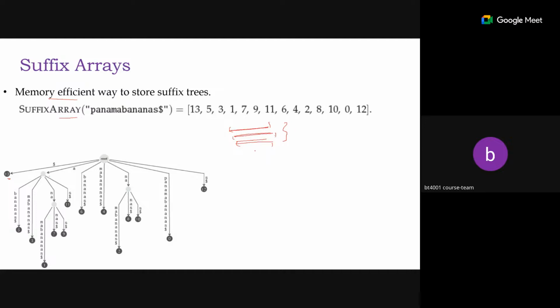So we consider each of these suffixes as a string, and we sort these strings in alphabetical order. Then, for each of the suffixes, the position at which that suffix occurs in the original string goes at that index in the suffix array. That is how we construct the suffix array.